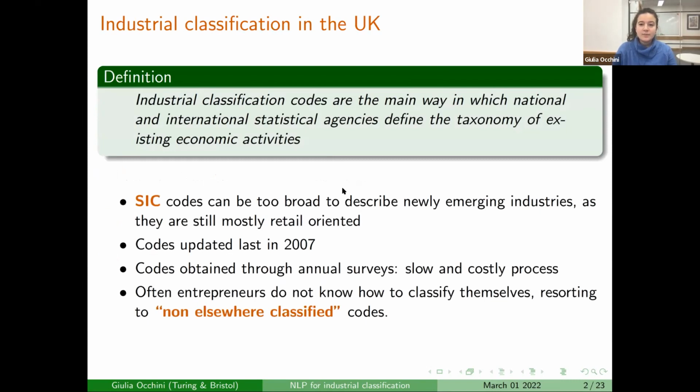Industrial classification is the main way in which national and international statistical agencies define the taxonomy of existing economic activities.